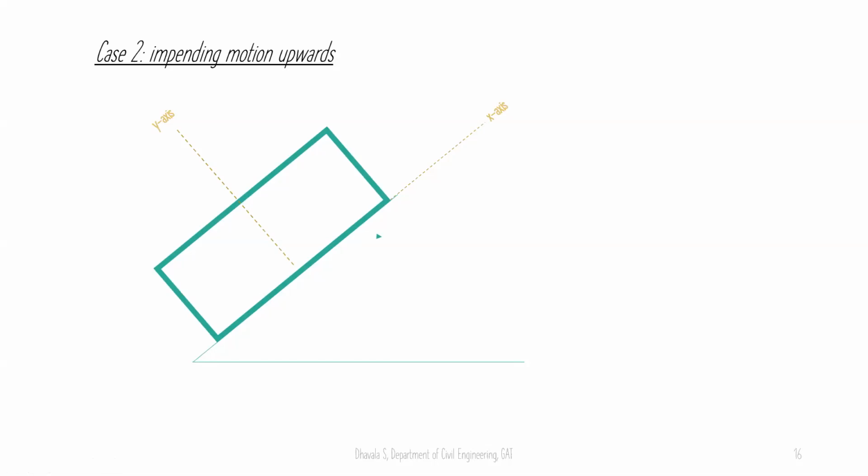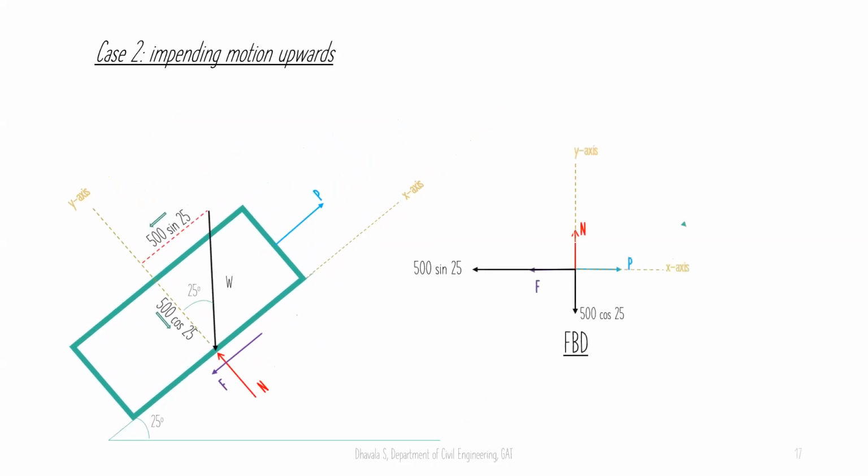Similar to the previous case, let us assume x and y axis. Sorry, this should have been 500 newtons. We have the horizontal component, vertical component, normal reaction, the applied force P, and the friction. Just like in the previous case, mu will be equal to 0.36. Writing the free body diagram, F, which was to the right, or in the positive direction, now becomes the negative component.